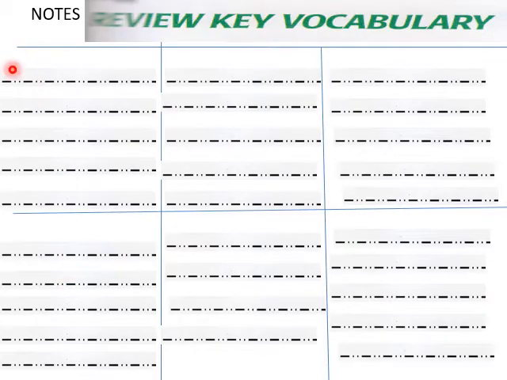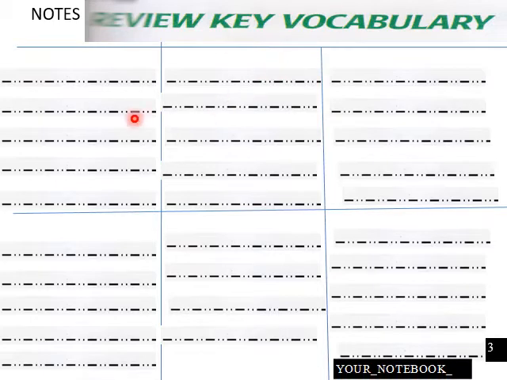And then this is a review vocabulary sheet, teachers. You can fill in here any number of terms that need to be defined, and put that into your student's notebook to copy down. That's up to you.